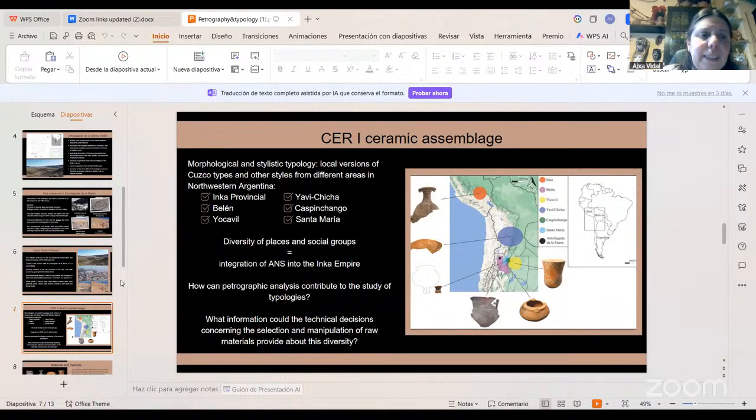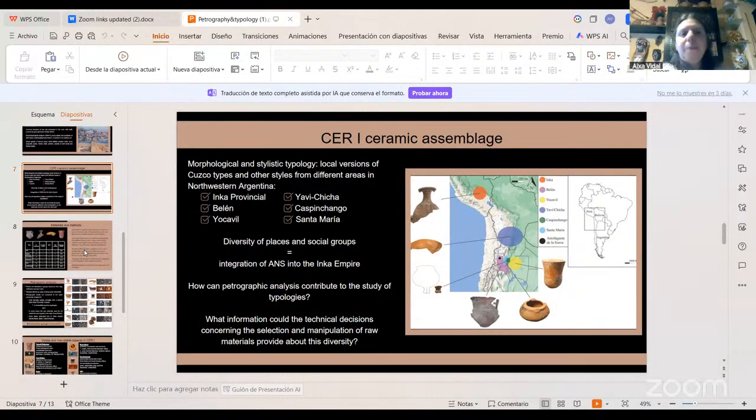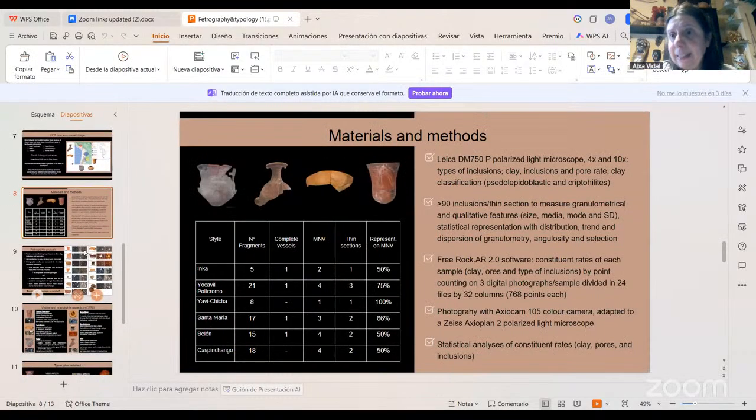Because what's very important is that this was considered a marginal place, but as you can see, there is integration with many regions. So we say that we have 6 styles, 6 different groups to be considered, and applying a petrographic analysis, a typical one with microscope, with the evaluation of the number of inclusions, the proportions of clay and cavities, and processing them both with software and statistical methods, we could get some results.